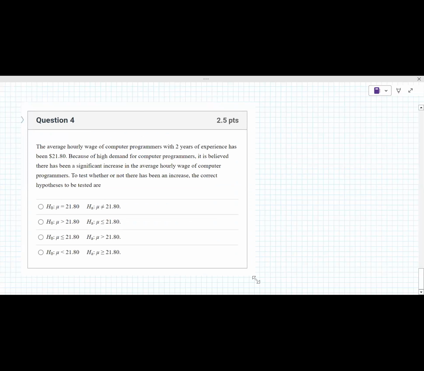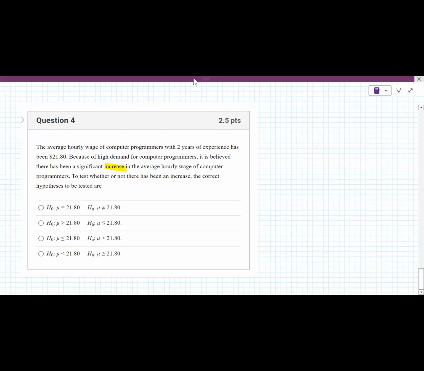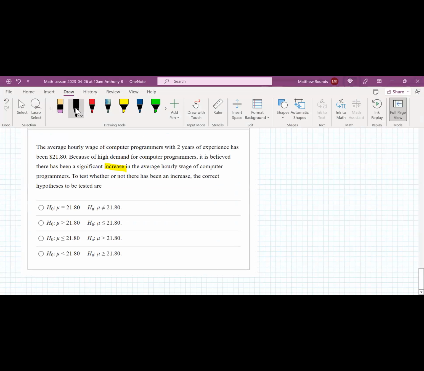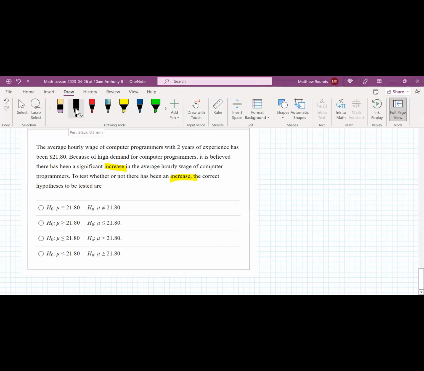All right, so your test covers more than regression, even though it seems like that's all we've been doing lately. It says the hourly wage of a computer programmer with 2 years of experience has been $21.80. Wow, that is a low wage for a computer programmer. Because of high demand for computer programmers, it is believed that there's been a significant increase, very important, that word right there, increase in the average hourly wage of computer programmers. To test whether or not there's been an increase, notice they're saying it yet again because they're trying to really emphasize it for you. Which of the correct hypotheses is to be tested?